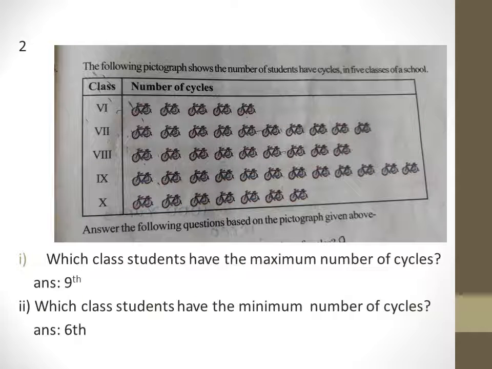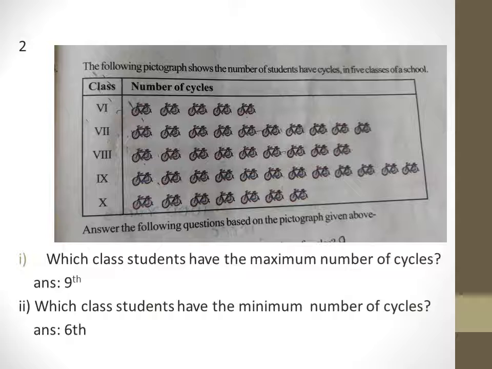Another problem on pictograph. The following pictograph shows the number of students who have cycles in 5 classes of a school, from 6th to 10th. Here no scale is mentioned, so we read one figure as one number. That means 6th class has 5 cycles. For 7th, we count 1, 2, 3, 4, 5, 6, 7, 8, 9, 10. Similarly for 8th, 9th and 10th, each has a different number of bicycles.